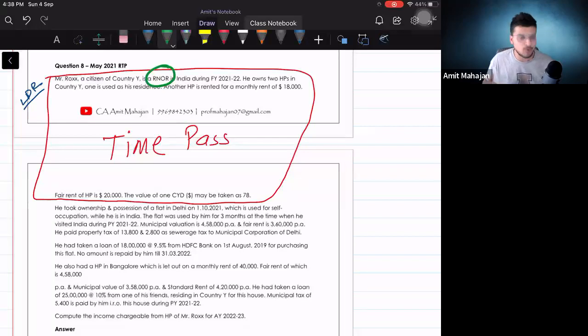He is RNOR. In case of RNOR, Indian income is always taxable, but foreign income is taxable only when he falls under two situations. Point number one, he has a business outside India which is getting controlled from India. Second, he has a profession which is set up in India. This income is rental income, which means this is a foreign income, but it does not fall under those exceptions. And that's why this foreign income will not be taxed in India.